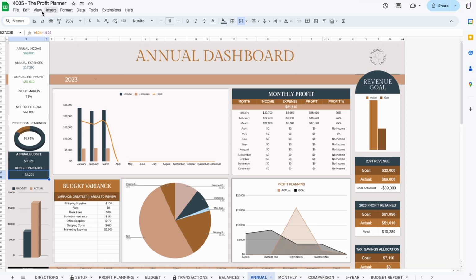So that's going to give you all of your data. You're going to have what your net profit goal is versus what your actual net profit is. And then you're going to see how much of your profit goal you have remaining. So 16% for the year so far.